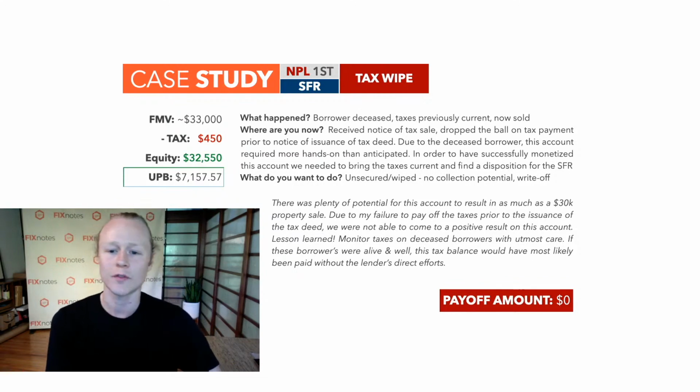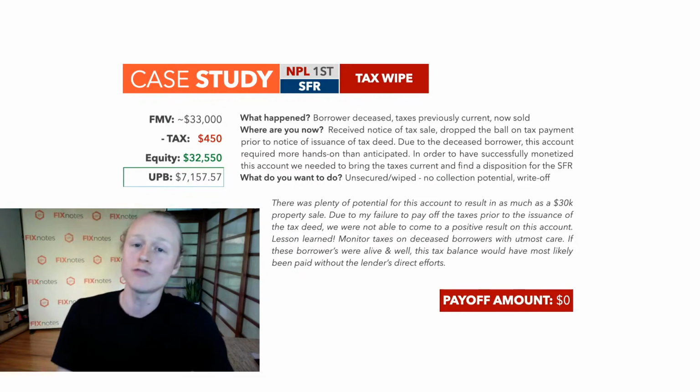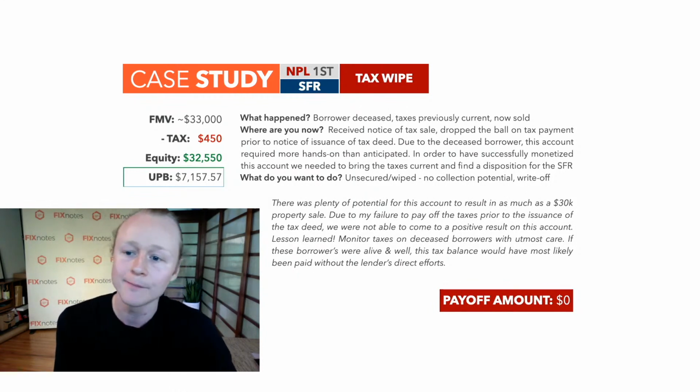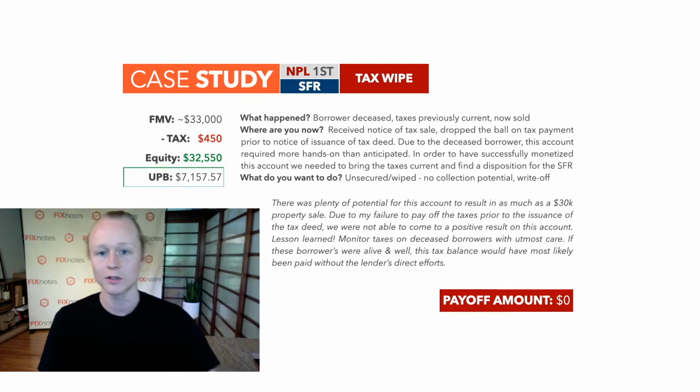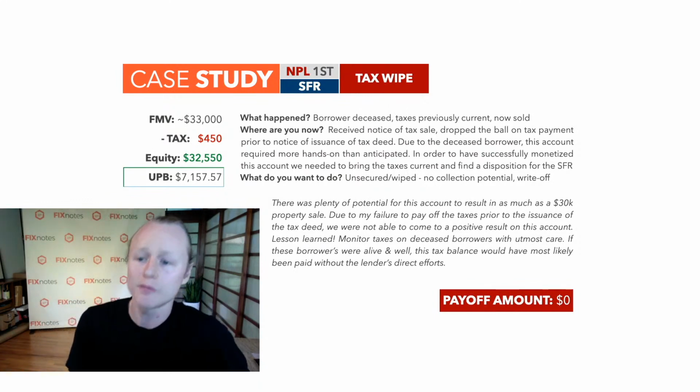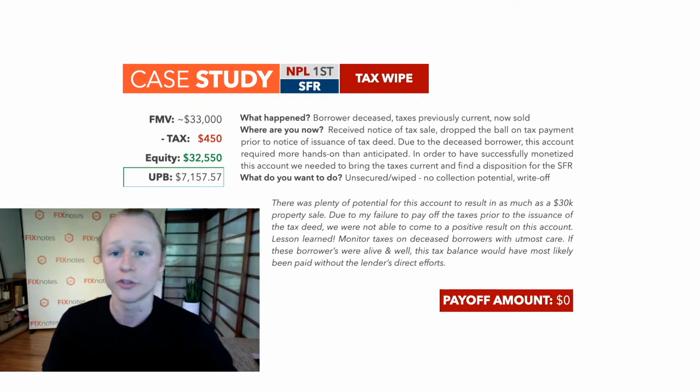So this was a $33,000 property with only $450 of back taxes. We have 32 grand of equity protecting our $7,000 UPB, and the borrower was not paying those taxes because they were deceased. The taxes were current up until when they died, and then they became delinquent. There was no heir, no probate or anything with the estate in order to pay off those taxes. So they were sold. And taxes are treated differently in every county or every township, really.